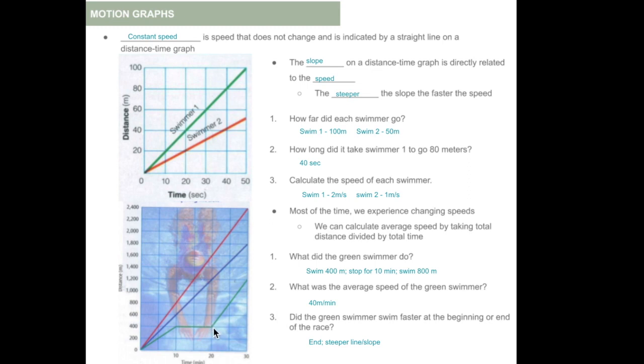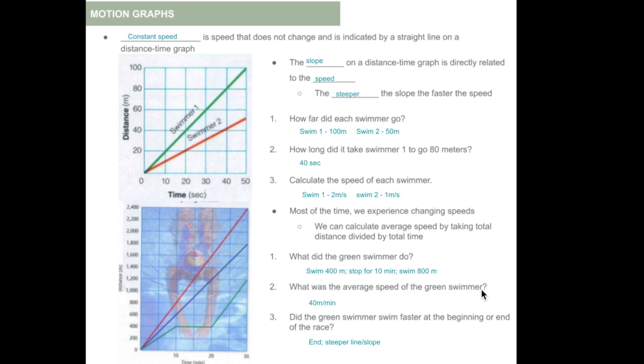Okay, and then after the 20-minute mark, they started swimming again and got all the way out to 1,200 meters. So they swam an additional 800 meters. Anytime we see a flat line in a distance versus time graph, it means that they have stopped. Anytime we see a flat horizontal line with a slope of 0, it means that the object has stopped.